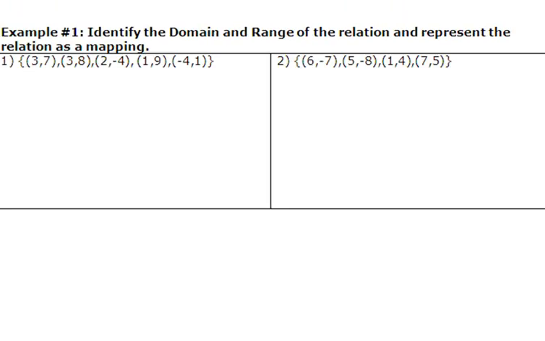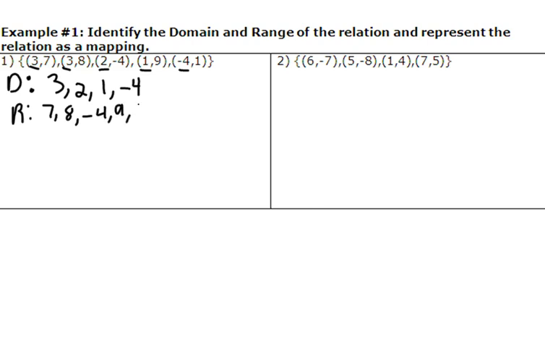Here, it says identify the domain and range of the relation and represent the relation as a mapping. So the domain, remember, is all of your x values. Now, number one, we see that the x values are 3, 3, 2, 1, and -4. If any of your x values repeat, we do not write them twice. So when I write out the domain, I'm going to write 3, 2, 1, and -4. My range are all of my y values. So I have 7, 8, -4, 9, and 1.